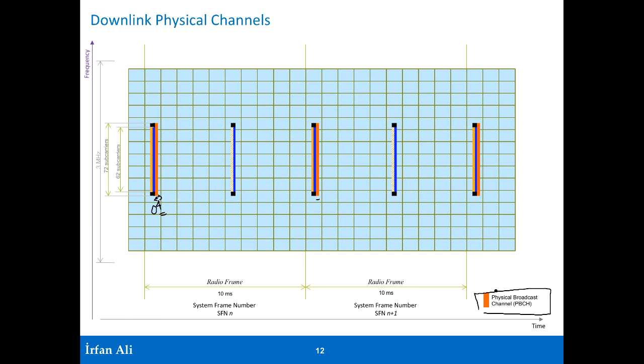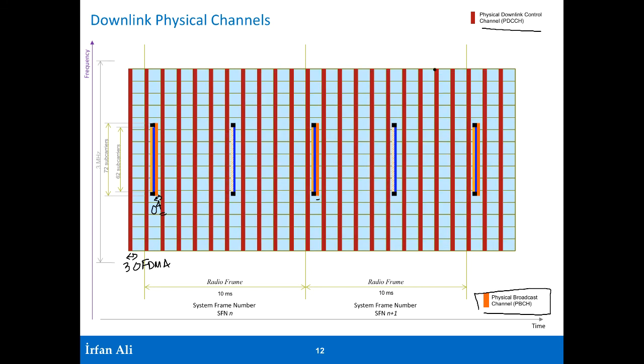In addition to this physical broadcast channel, the other key channel that is available in the physical layer in the downlink is called the physical downlink control channel. And in the first 3 OFDM symbols of every 1 millisecond subframe are present these physical downlink control channel elements, and this is the most important control information that provides a map of what information is present in the remaining part of these subframes.